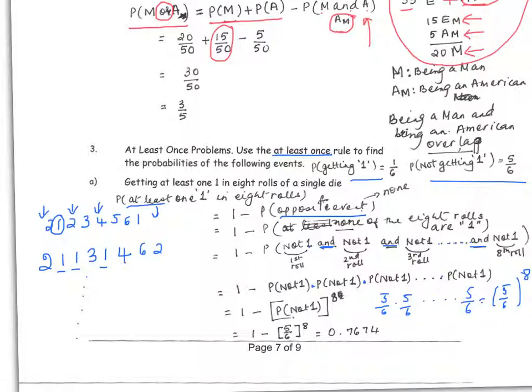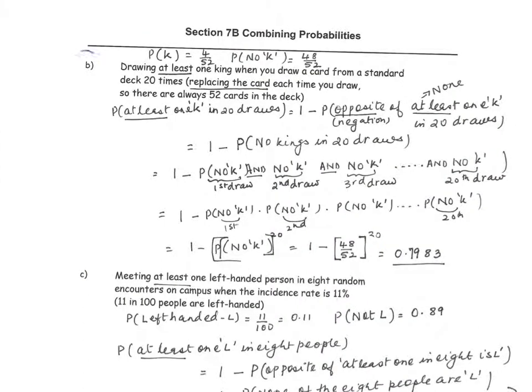So 1 minus 5/6 to the 8th power is 0.7674 that we get using our calculator. Here is another example of the at least one rule. What is the probability of drawing at least one king in 20 draws?